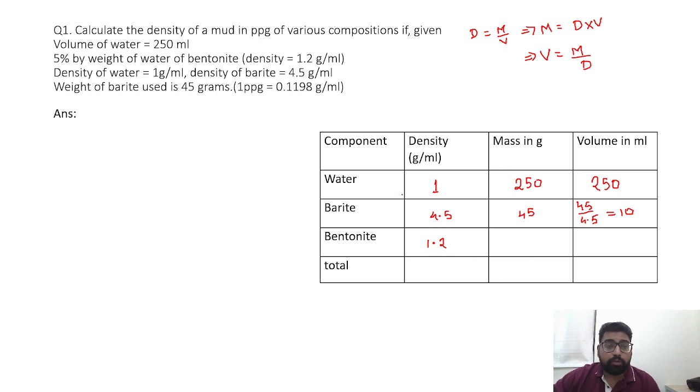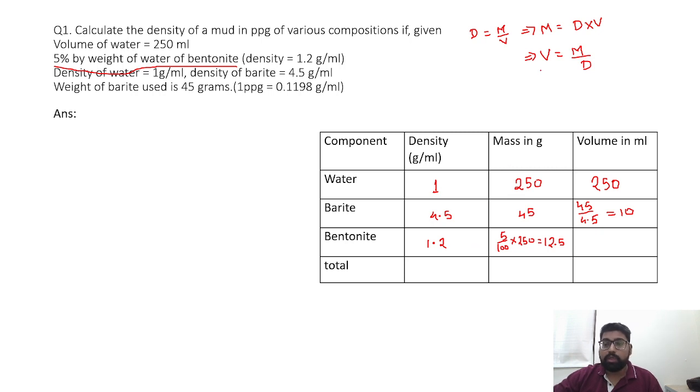Okay. Now for bentonite, what they have mentioned is that bentonite is 5% by weight of water. So weight of water is 250. So what will be the bentonite? It will be 5% or 5 upon 100 into 250, which is equal to, let me just do the calculation, 12.5. Now again we have the mass of bentonite as 12.5.